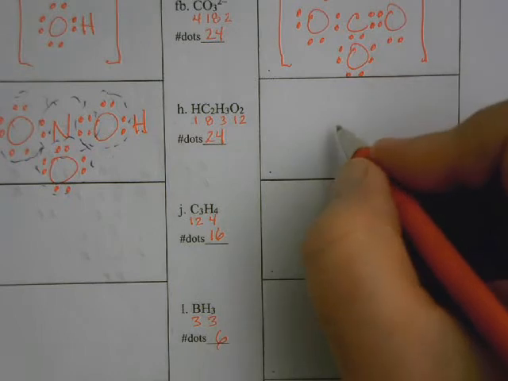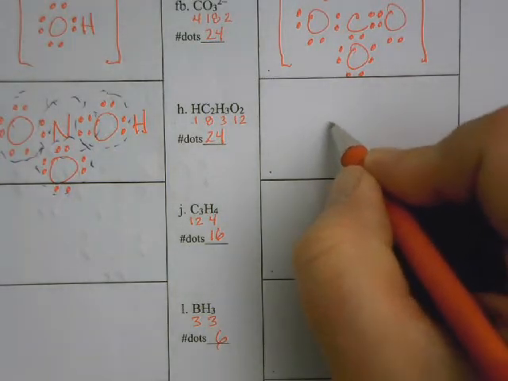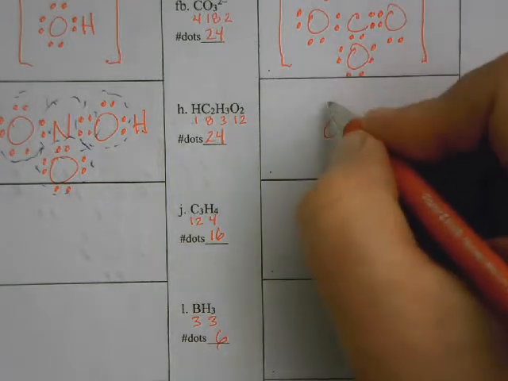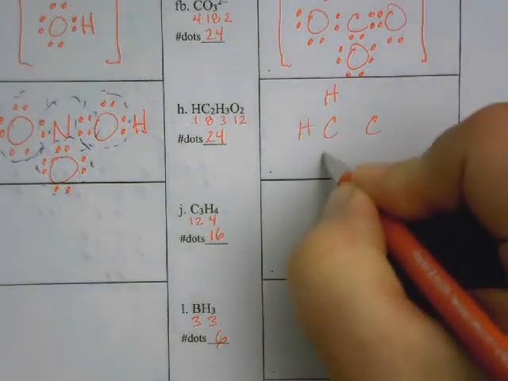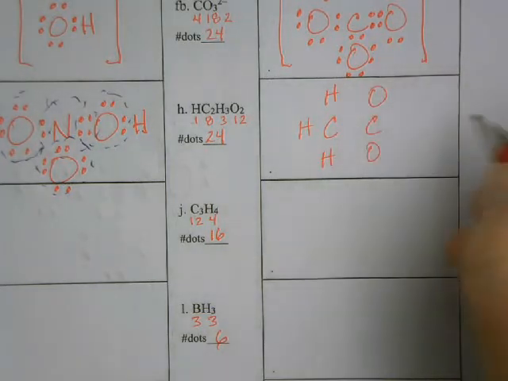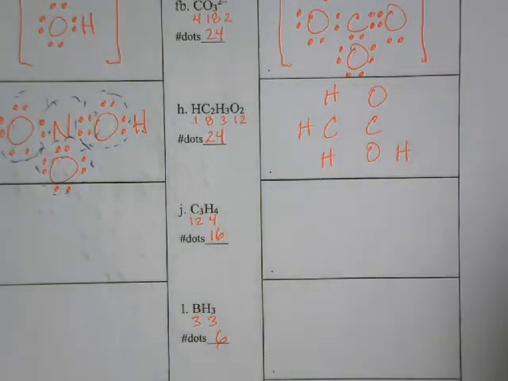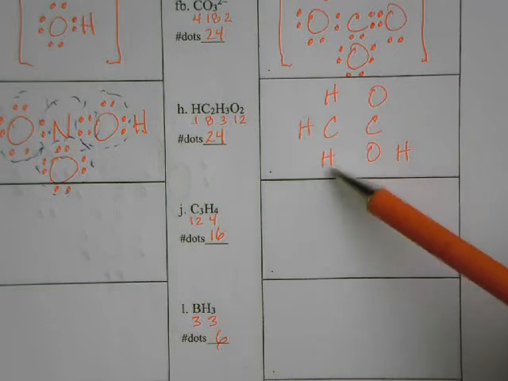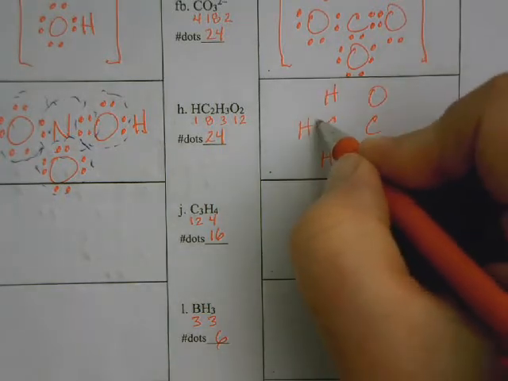Okay. So, we got some carbons in the middle. And let's see. I got some hydrogens on the outside. A couple of oxygens. And then we got another hydrogen off of one of those oxygens. So you'll see that kind of combination a lot. CH3 up in the end. Let's go ahead and put in my bonds.